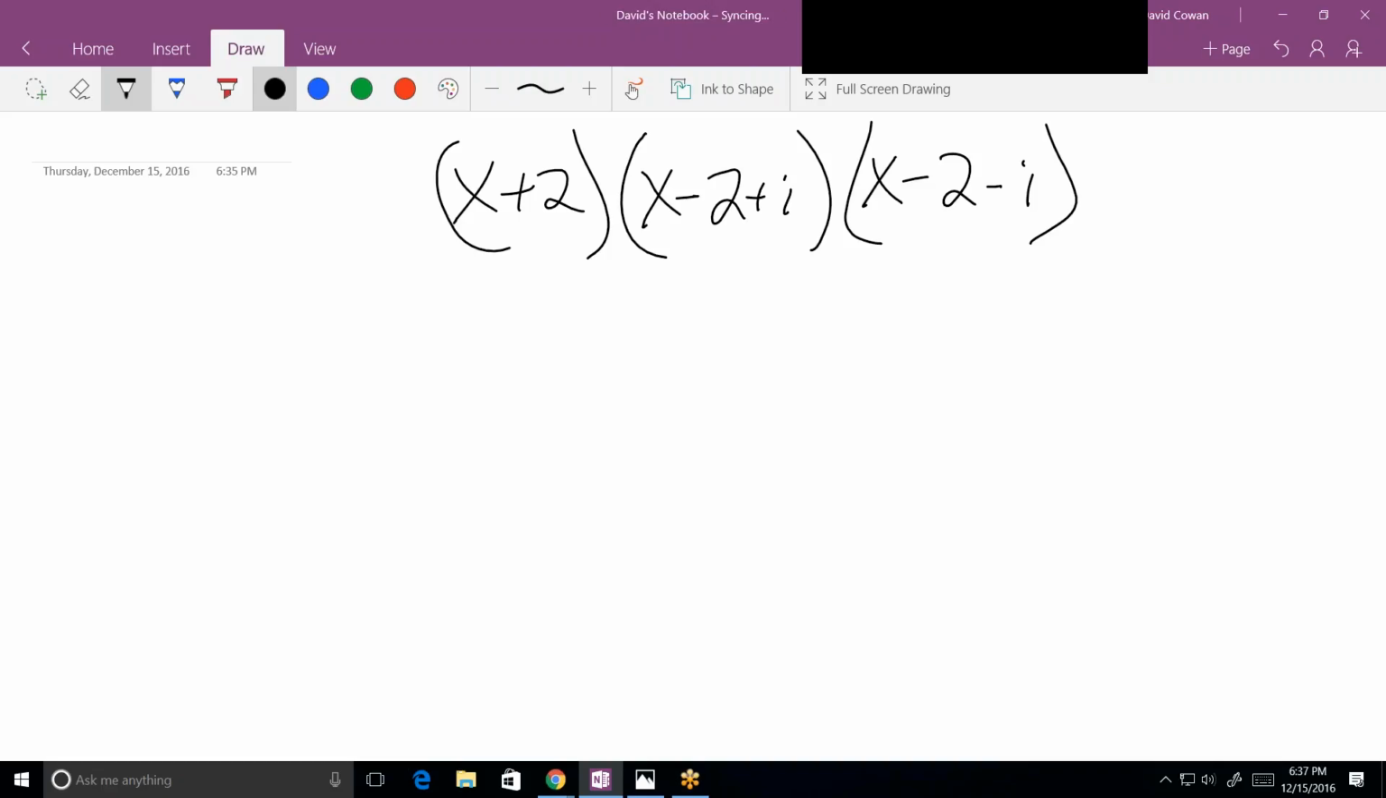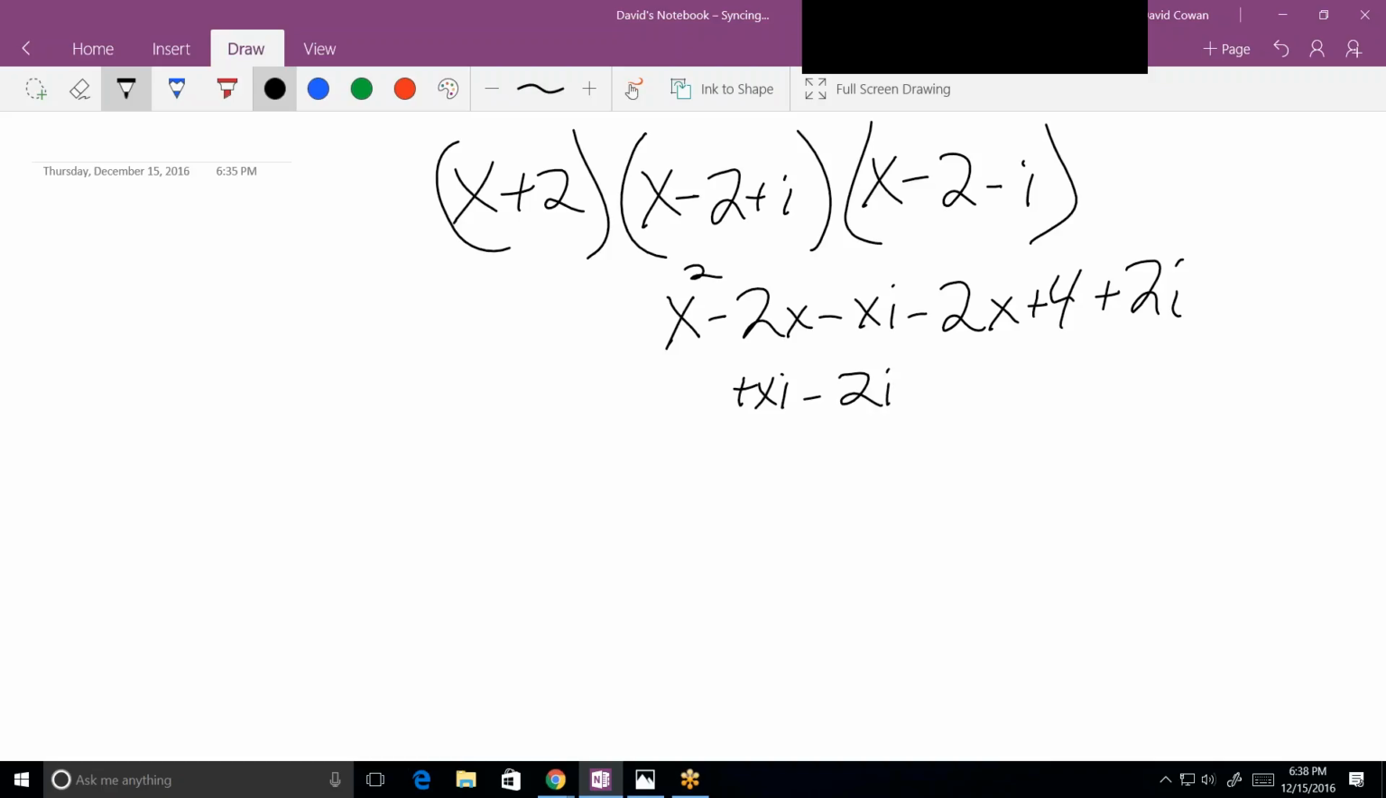You know how to multiply a trinomial by a trinomial? Okay, so I'll do it real quick. That is going to be x squared minus 2x minus xi. And then I take this term, that's minus 2x plus 4 plus 2i. And I take the third term, plus xi, minus 2i minus i squared.